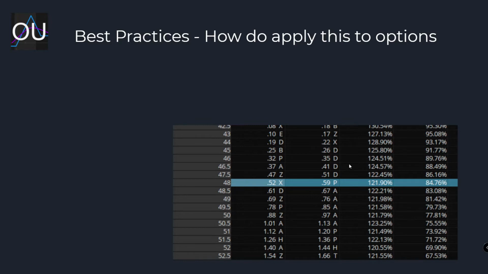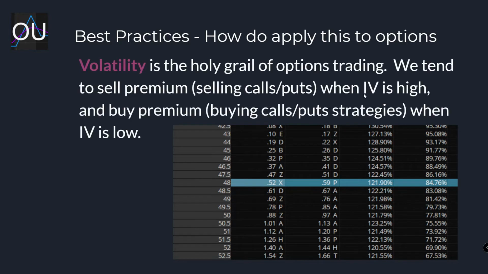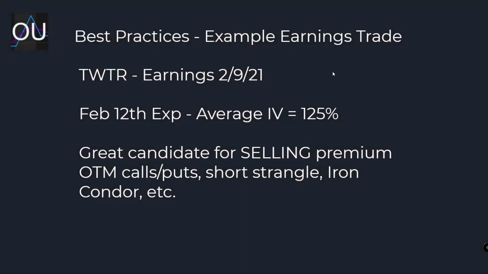So how do we apply this to all our options? It's the holy grail of option trading. We tend to sell premium, selling puts and calls when the IV is high, and we buy premium when the IV is low. So here's an example earnings trade that we had on Twitter.